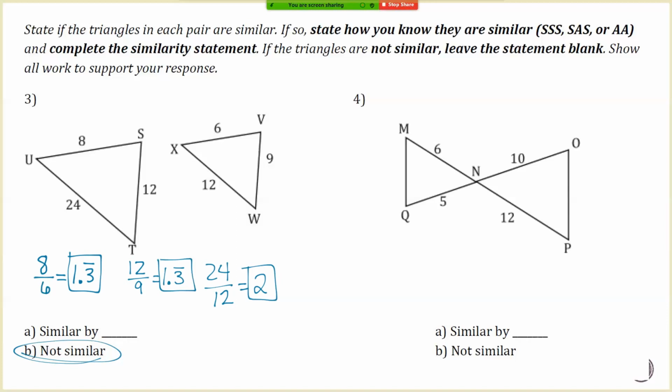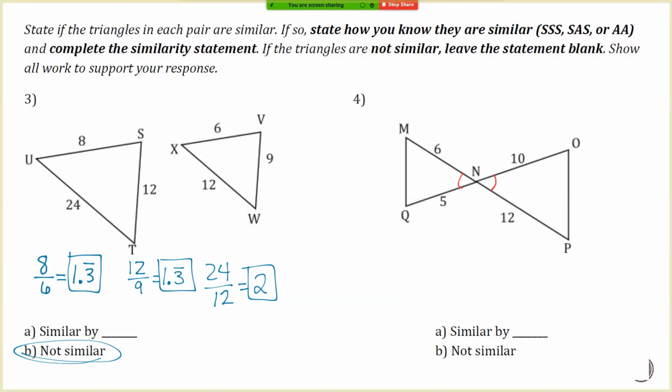For question number 4, we were given 2 sides on both triangles. That leads me to believe I have to use side angle side. The first thing I want to do, can I prove 2 angles congruent to each other? Remember, my favorite type of angles are vertical angles. Vertical angles happen at any intersection opposite of each other.